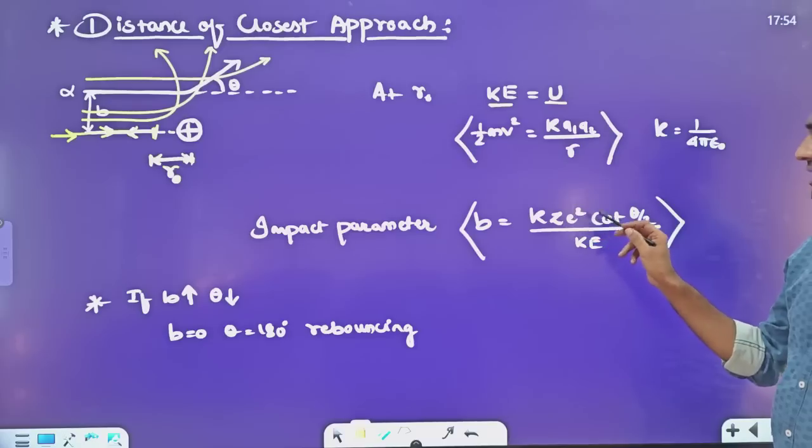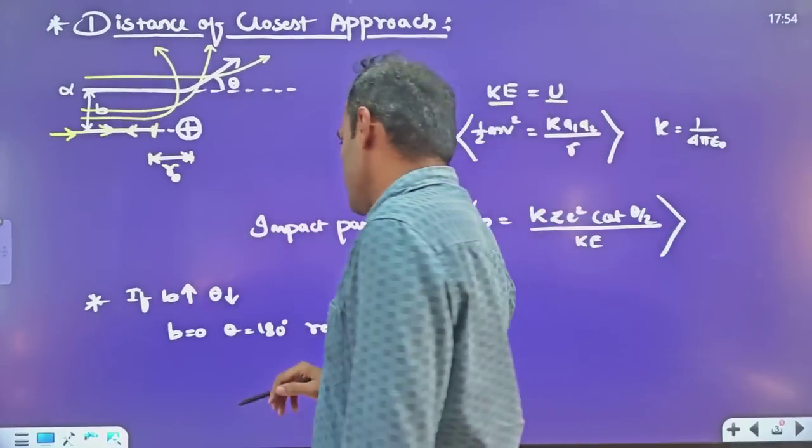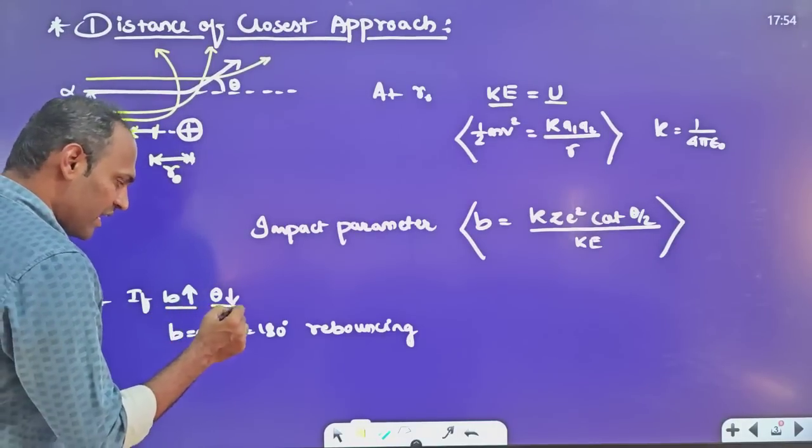Okay, cot theta by 2 equals k Ze square by kinetic energy, and this b is the impact parameter. See, if the impact parameter is more, the scattering angle will be less.